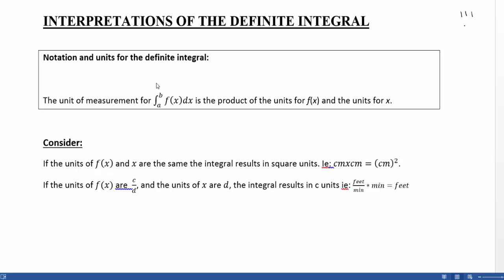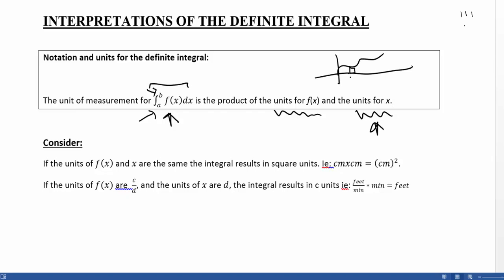The units of measurement for any integral from a to b of f of x dx is the product of the units for f of x, so the units of your function, times your independent units, or the units for x, so the units that show up on the variable that happens to be on the bounds. So remember where this comes from. We're getting our definite integral because we're looking at the sum of all these little rectangles.